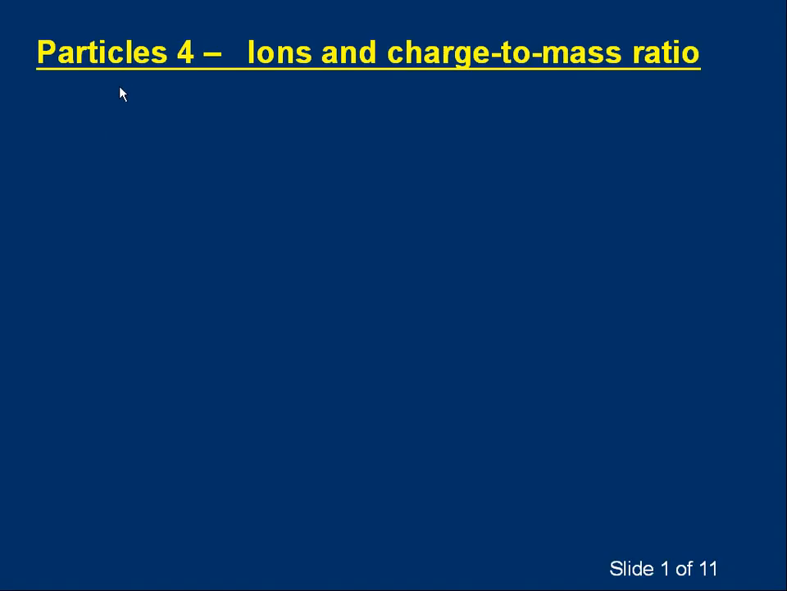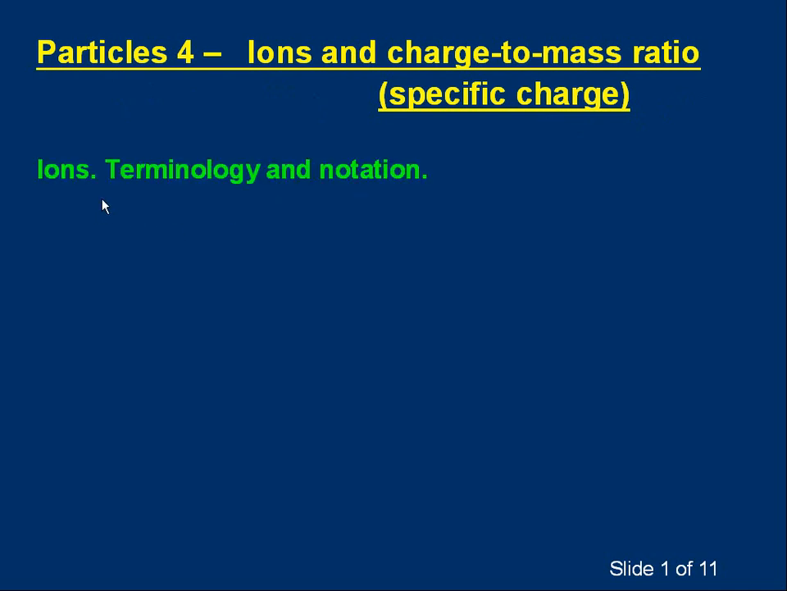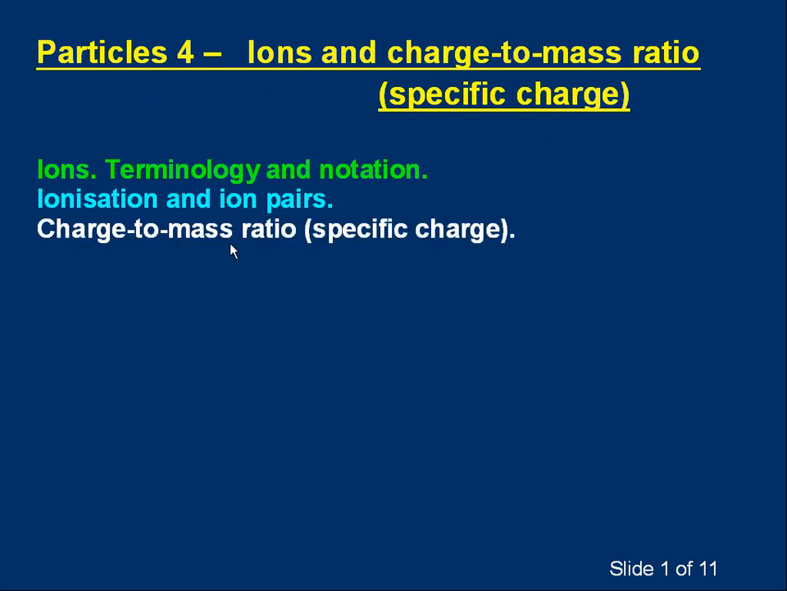Hello, welcome to lesson 4 in this series on particles. We'll talk about ions and charge to mass ratio, which is sometimes called specific charge. So we'll start with what ions are and some terminology and notation that we use. Then we'll briefly cover ionisation and say what ion pairs are. Then we'll talk about charge to mass ratio, or specific charge.